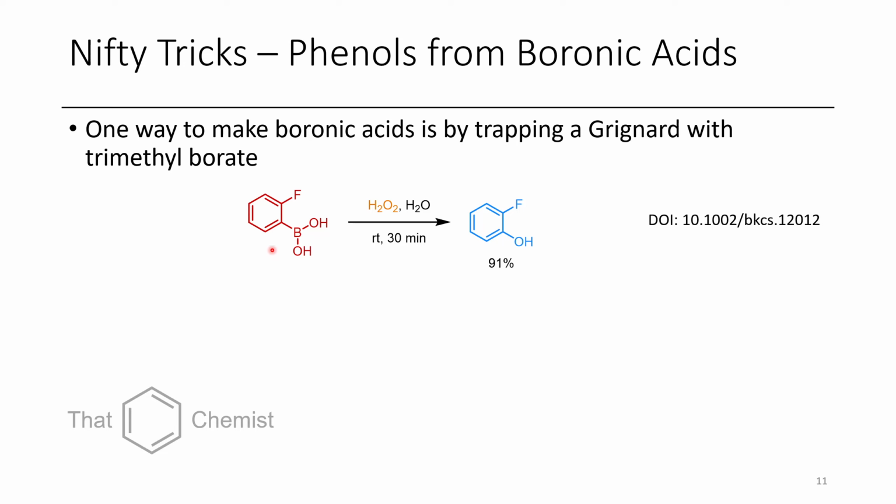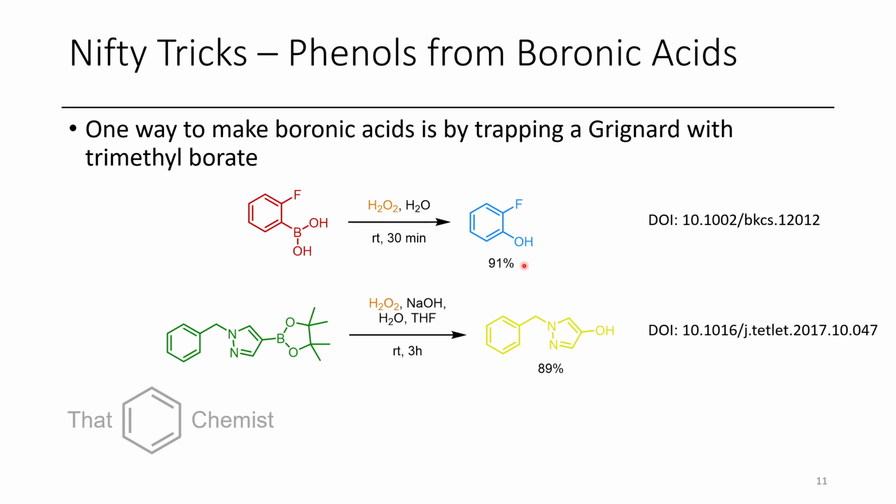Now, one really cool trick that I am quite impressed with that I wanted to highlight here is you can make aryl boronic acids quite easily. If you make a Grignard or an aryl lithium and you trap it with trimethyl borate, and then you work it up, you'll get the boronic acid. But the cool thing is if you treat this with hydrogen peroxide, you can just do the same oxidation that you do with your typical alkyl boranes, except in this case you get a phenol instead of an alcohol. And so one other example of it is on this pyrazole-containing compound, where we get a hydroxypyrazole derivative.